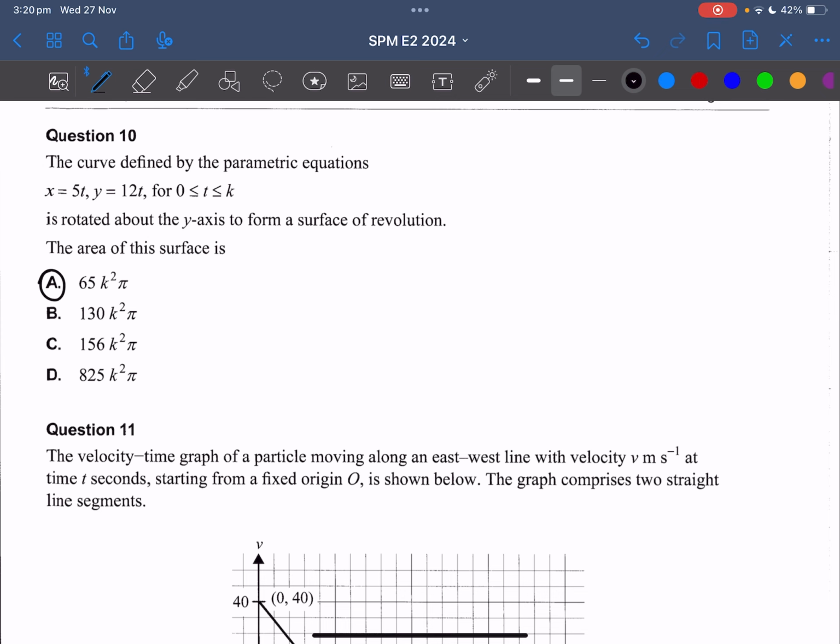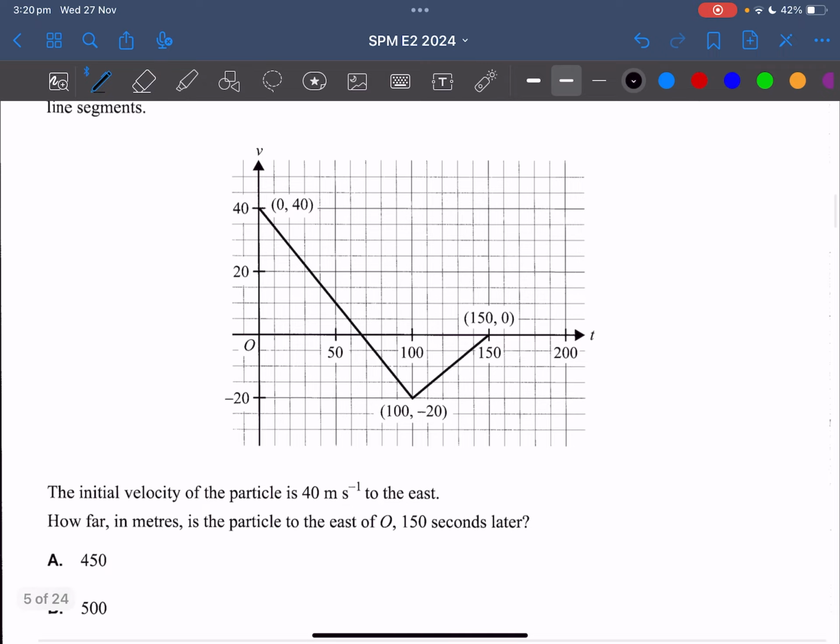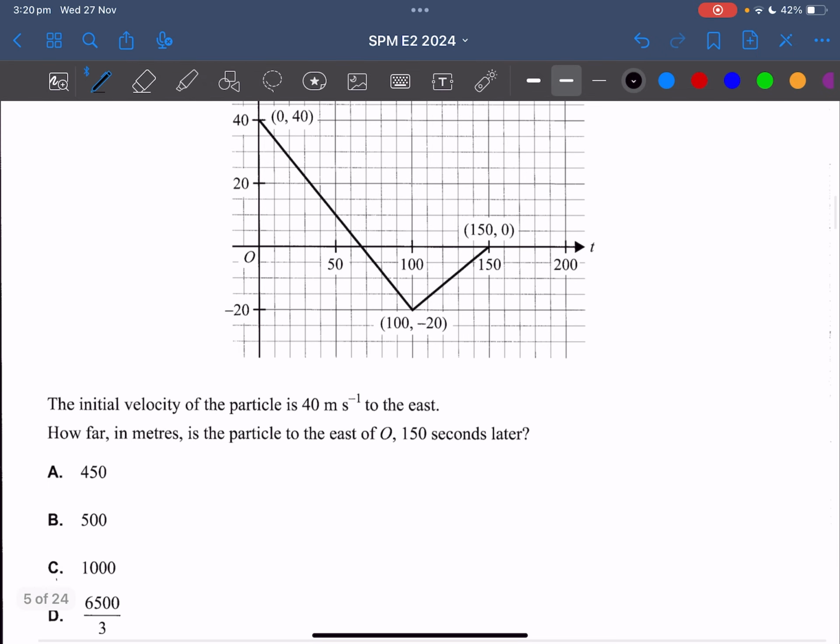Okay. The velocity-time graph of a particle moving along an east-west line with a velocity v equal to this, at t equal to that, starting from a fixed point origin O, is shown below. The graph comprises 2 straight line segments. The initial velocity of the particle is 40 meters per second to the east. How far in meters is the particle to the east of O 150 seconds later?